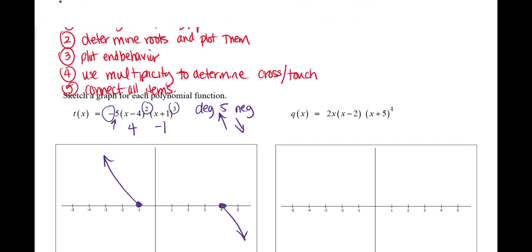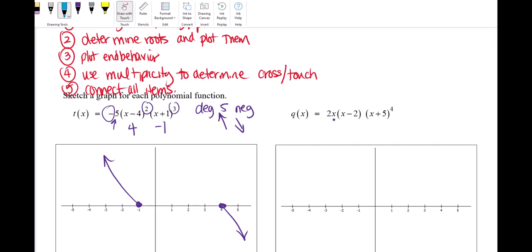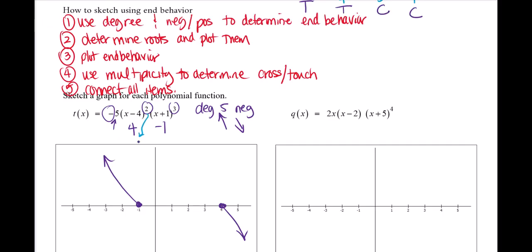So now what we're going to do, part 4, is use the multiplicity to determine whether we cross or touch. Again, remember, the exponent is even, so that means that this one is going to touch. And this one is odd, so it's going to cross. Now it's confusing because we always want to look at the root. I don't care about the root. Because they're never in order on my graph, I look at -1, I tell myself I've got to cross here, and at 4 I've got to touch here. So I'm going to cross down, and it's going to touch and come down.